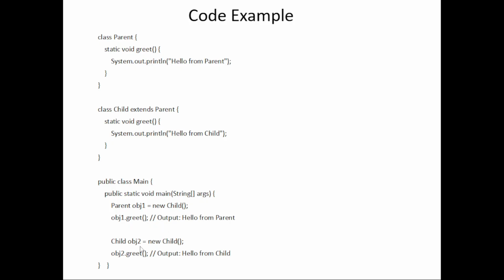And here we are creating a reference type of Child class and object type also Child class, and with the help of this object we are calling this greet method. Then it will call the child greet method. Since it's a static method, Java resolves it based on the reference type, not the object type. So that's all about method hiding.